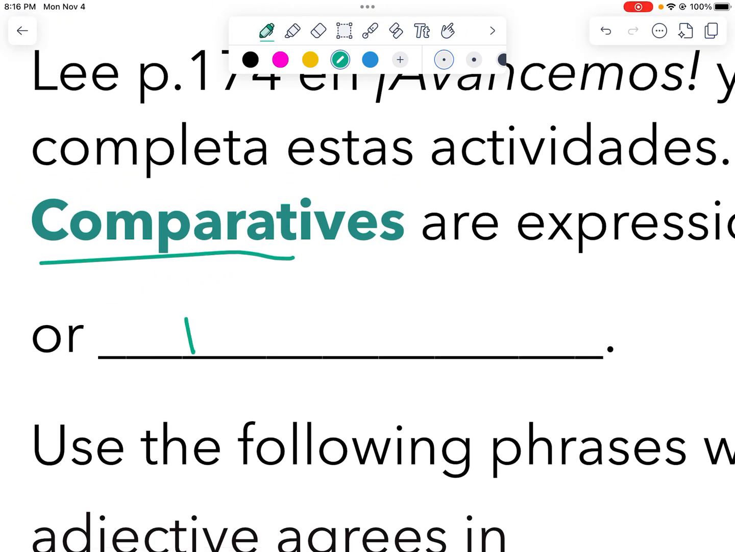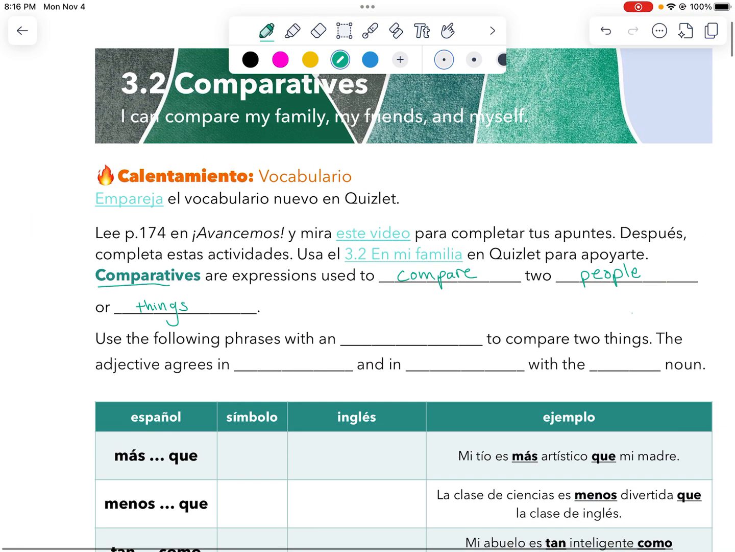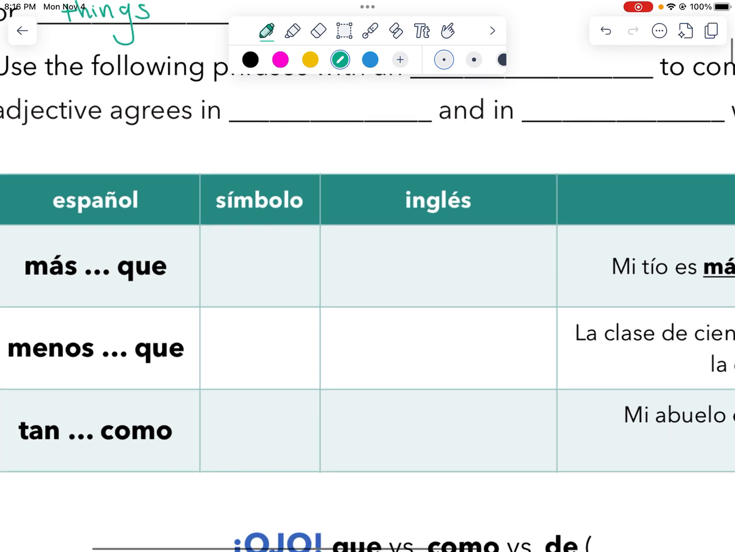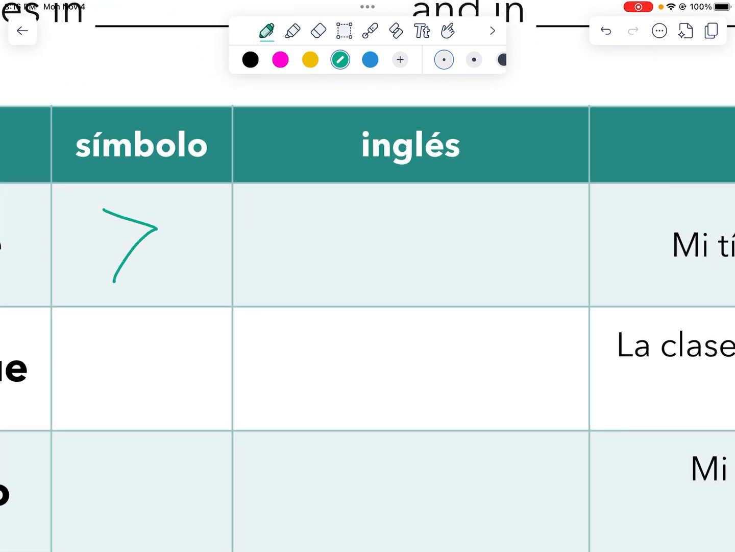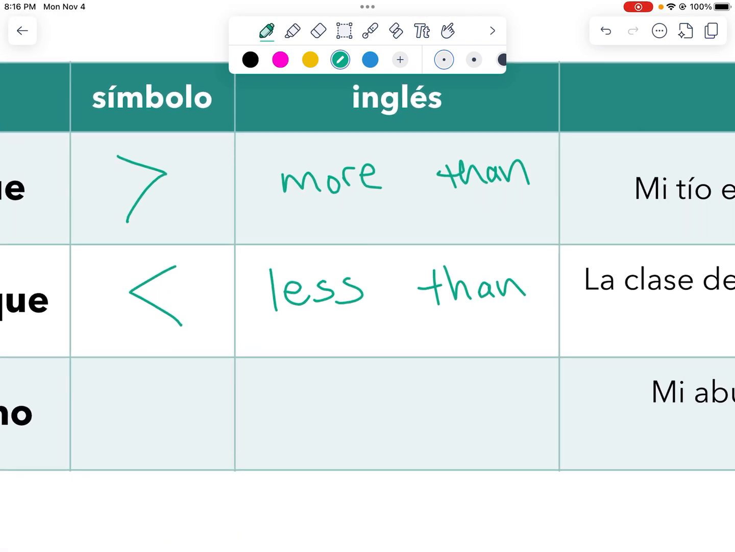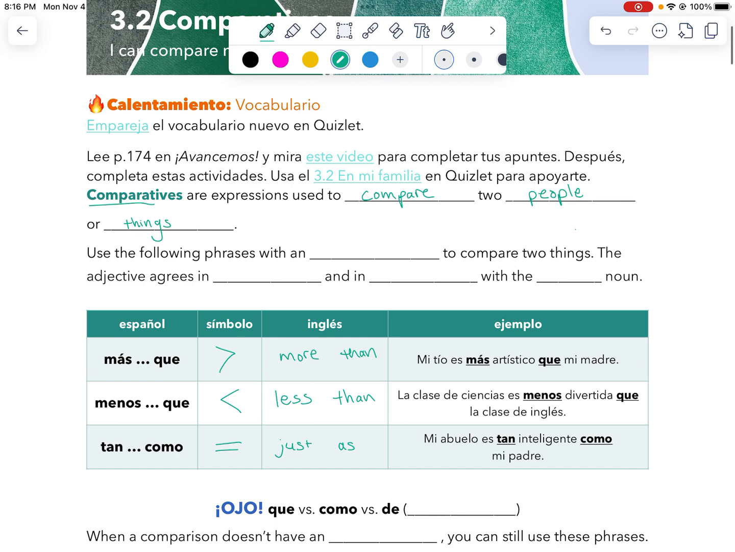So I typically don't like to use thing because I feel like that's so general. But here you go. Okay, anyway, so there are 3 phrases that you're going to use in Spanish to help you compare. Because let's be honest, you can either be more than another thing, you can be not as much as, or less than. And if you're not more than, or you're not less than, then you are the same as, which I'm going to put like just as, or you can say equally as.